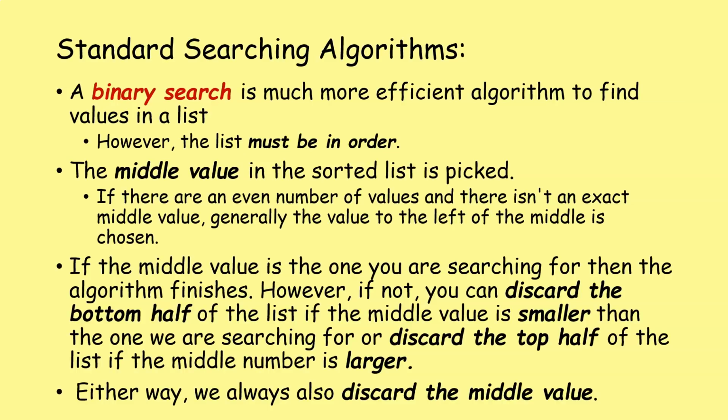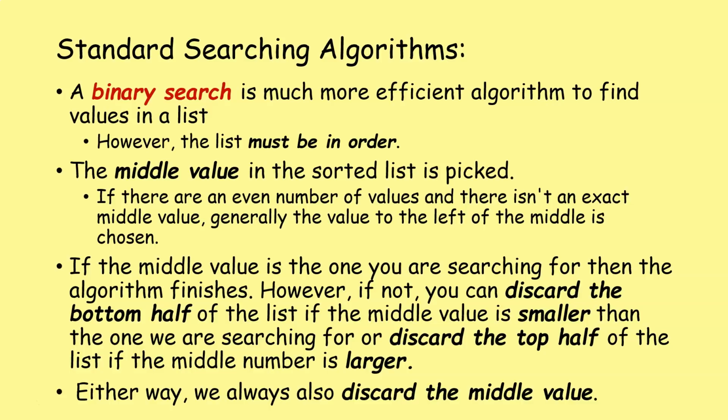A binary search is a much more efficient algorithm to find values in a list. However, for a binary search to work, the list must be in order. The middle value in the sorted list is picked. If there is an even number of values and there isn't an exact middle value, generally the value to the left of the middle is chosen. If the middle value is the one you're searching for, then the algorithm finishes. However, if not, you can discard the bottom half of the list if the middle value is smaller than the one we were searching for, or discard the top half of the list if the middle number is larger.